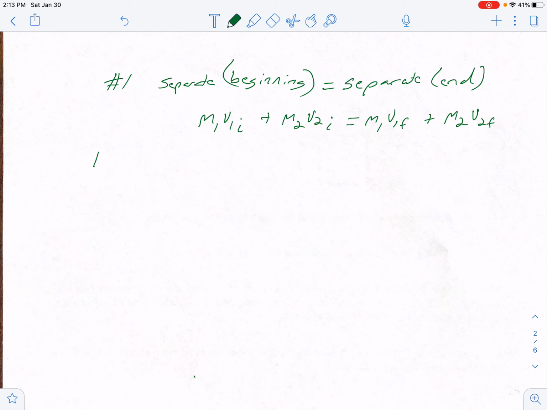Then you have scenario number 2. This is when they're separate in the beginning.